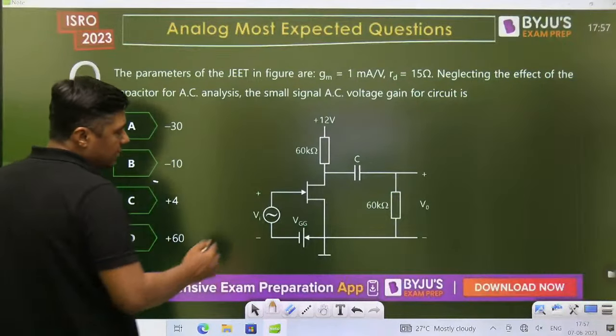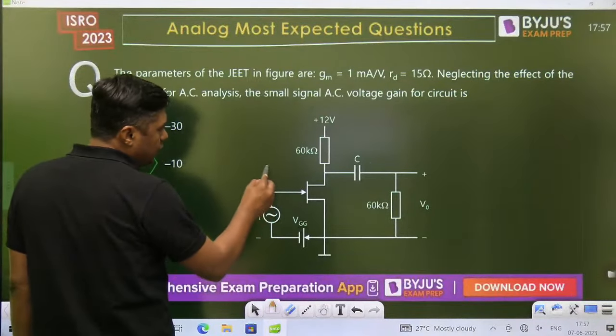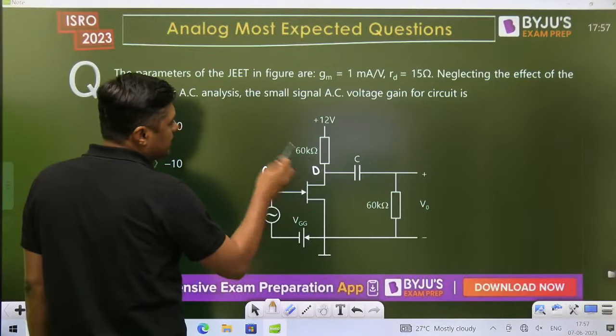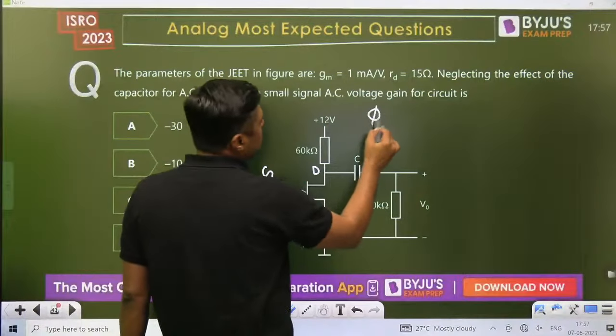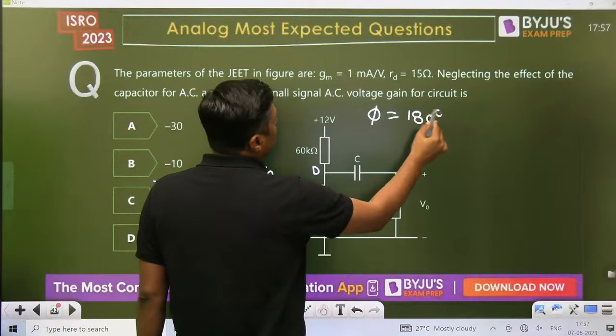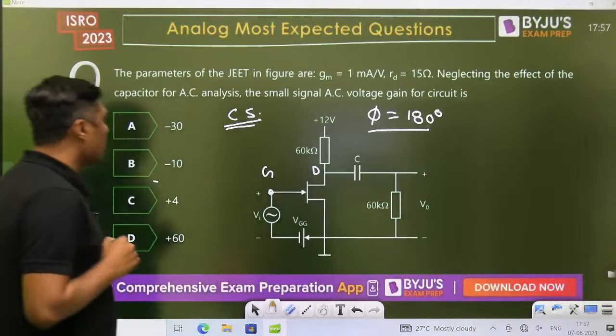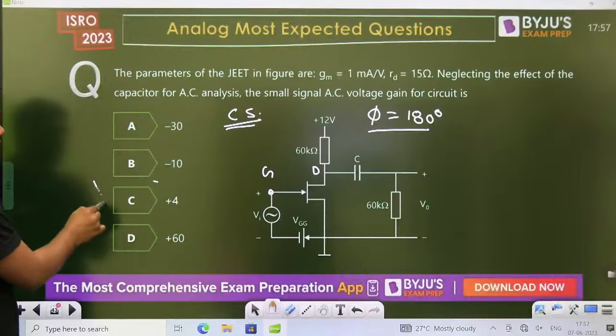And here, guys, remember, we are giving input to the gate, we are getting the output from the drain. That's why it is a common source configuration. And for common source, the phase shift is 180 degree, just like a common emitter. And that's why the answer will be negative. And that's why these two answers are not correct.